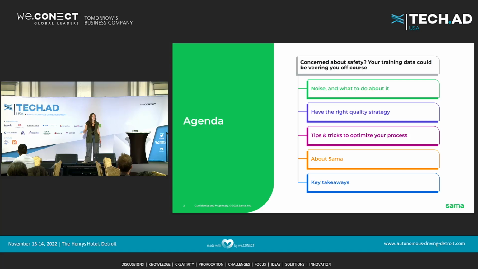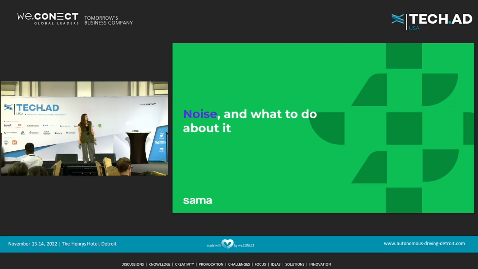I'm going to be giving you an overview of how the right quality strategy can help you ensure that you don't get the noise that you don't want in your data. I'm going to be going over tips and tricks to optimize your process to ensure that you have the right quality data that you actually need for your model. And a quick overview about Tama, and finalize everything with key takeaways so you get all that information fresh in your brain when you leave. And then you can go and ask me questions about it afterwards. So let's start with noise and what to do about it.